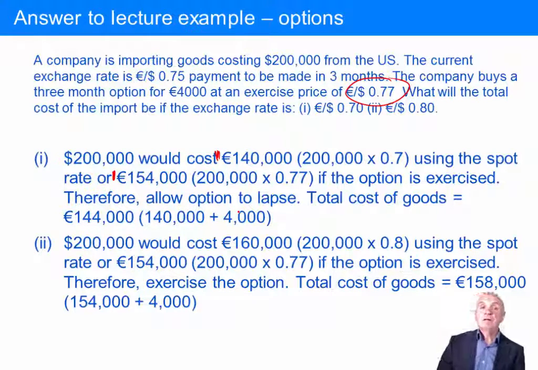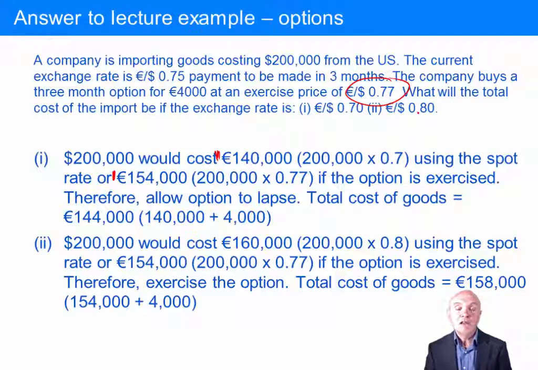What happens if the euro were to go the other way? If the euro were to go up to 0.8, so you're getting more euros to your dollar, it means that the euro must be worth less. It's moving adversely here. So your $200,000, you change them at 0.8, it's going to take you 160,000 euros. So you could change 160,000 euros into $200,000. Or you can say, look, I've got this bit of paper. It says I'm allowed to change the money at 0.77, not 0.8, 154,000.